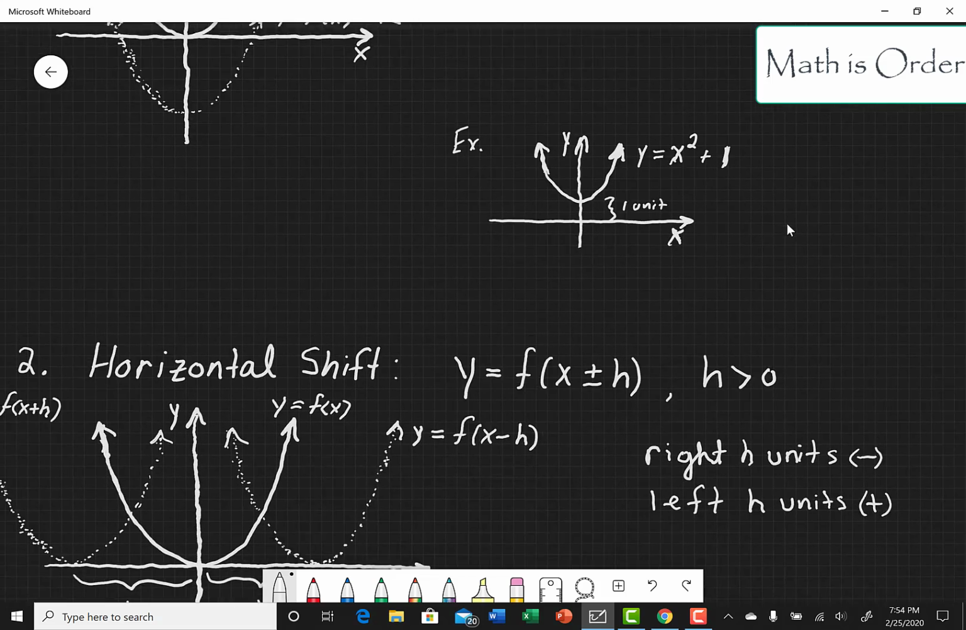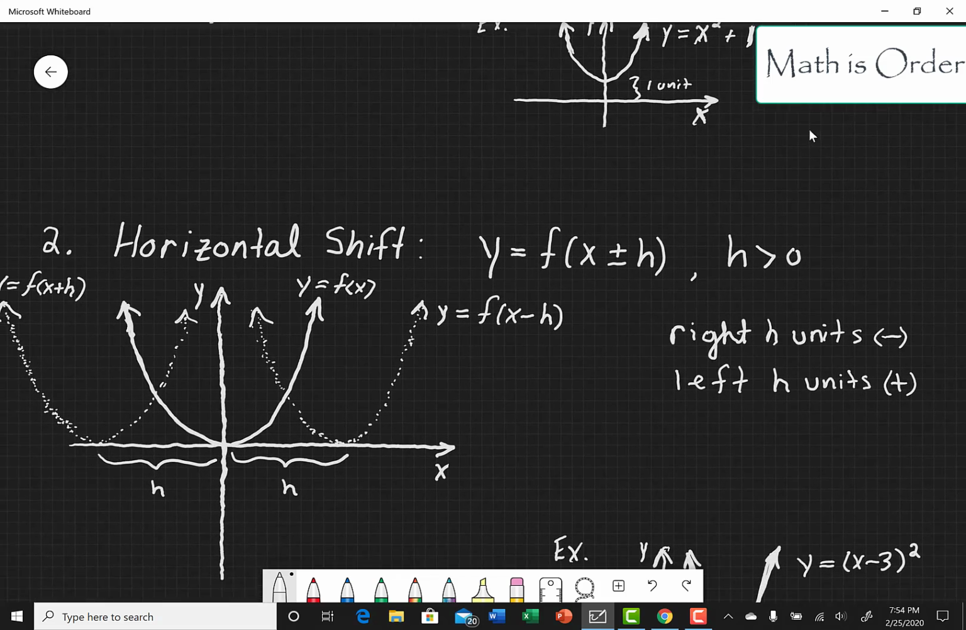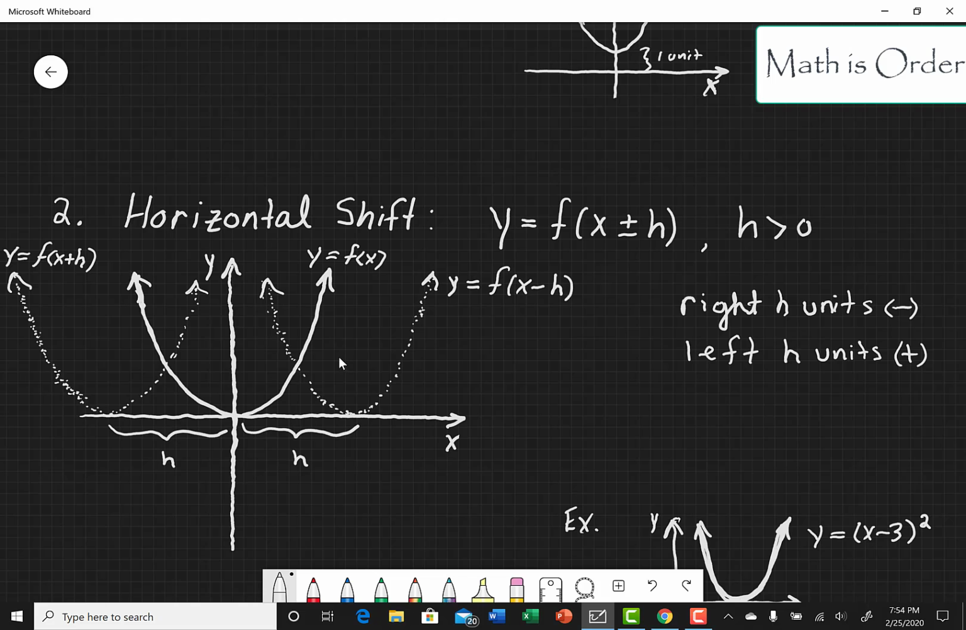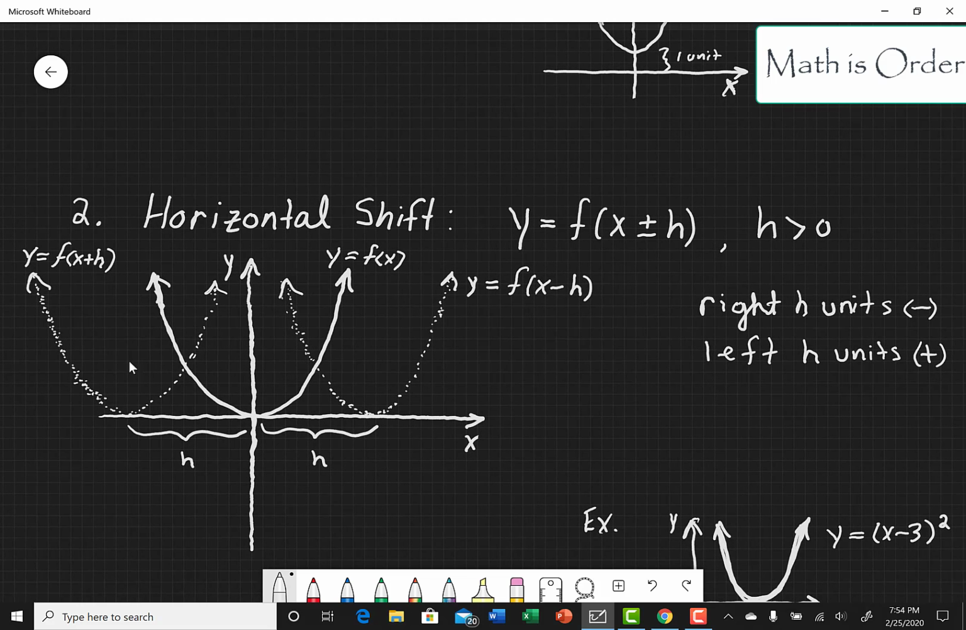Next, let's look at horizontal shifting. Suppose again you have some original function, say y equal f of x. If this function is shifted to the right h units, the function's form will change to y equal f of x minus h. And if the function is shifted to the left h units, the function's form will change to y equal f of x plus h.